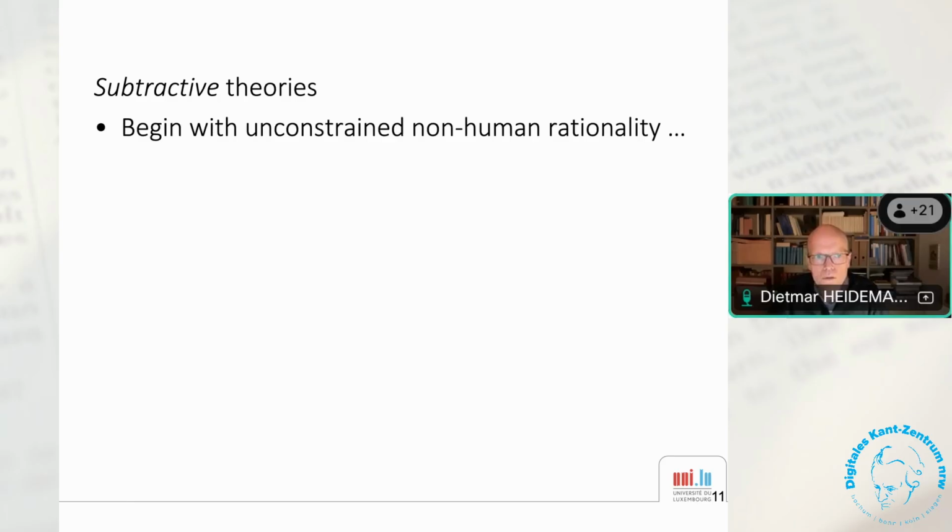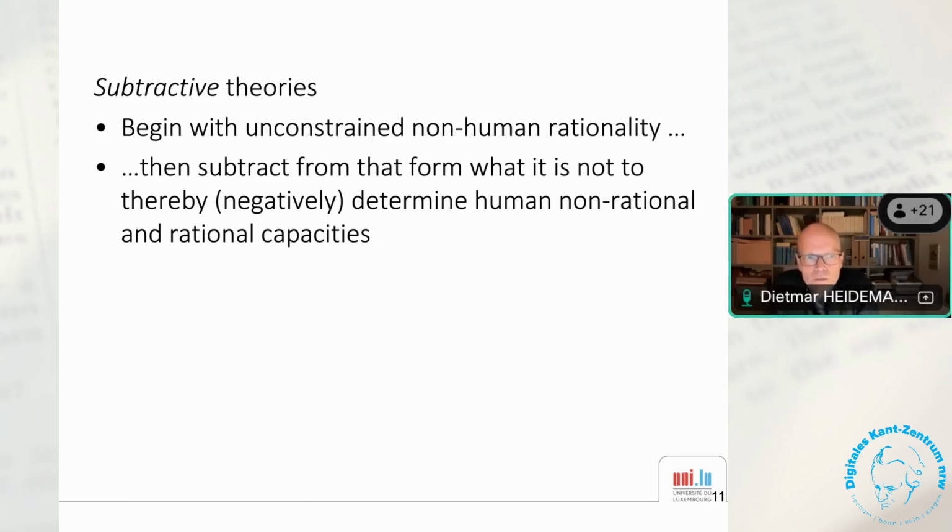And then finally, subtractive theories. So what do I mean here? Here we do not begin, as we have it in additive theories, for example in Condillac, with just fundamental sensible capacities. No, what we do is we begin with a form of unconstrained non-human rationality. And then from that unconstrained non-human rationality we subtract what it is not, to thereby negatively, as Kant says, determine human non-rational and rational capacities.